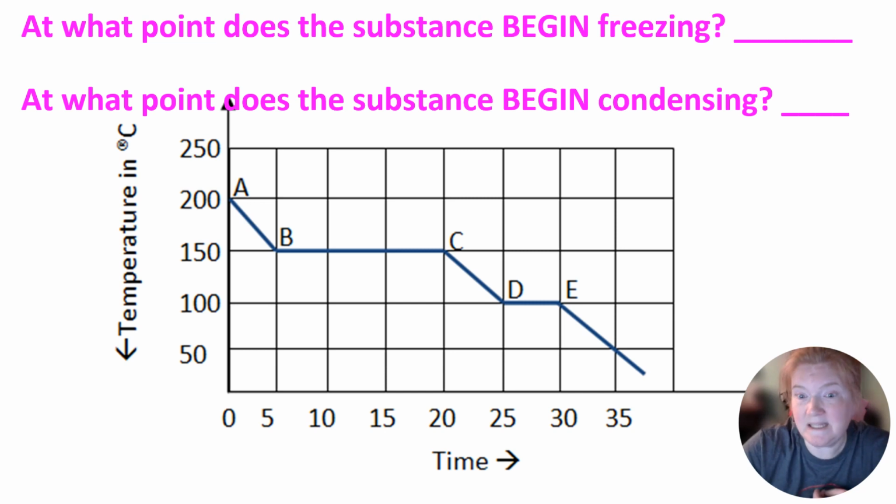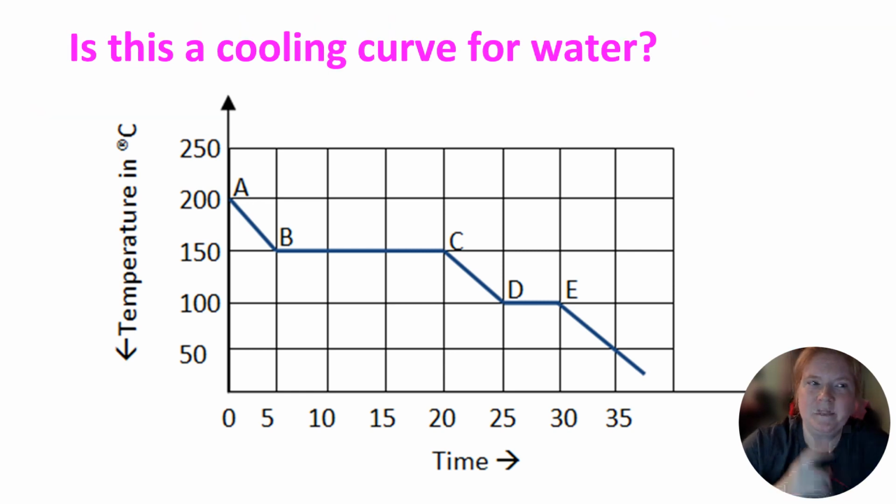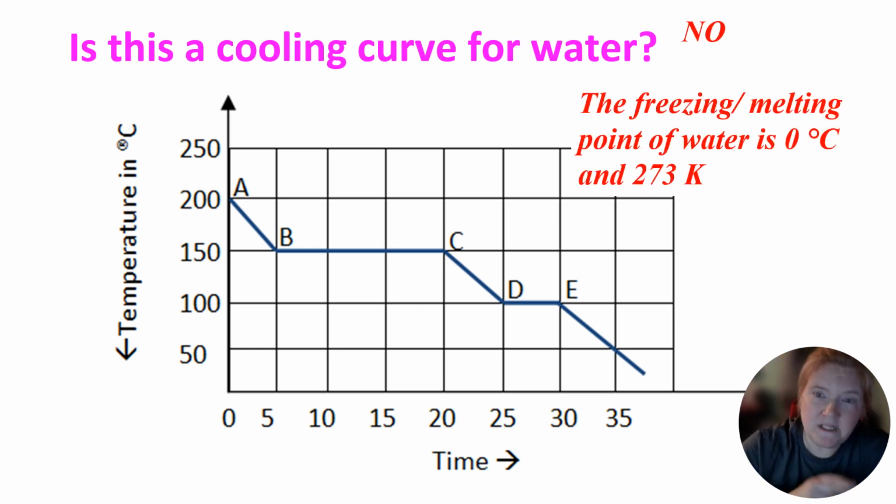At what point does the substance begin freezing? Yeah, D. When does it end freezing? Yeah, E. At what point does the substance begin condensing? Yeah, B. Where would it end condensing? C. Is this a cooling curve for water? Nope, no. Why not? The freezing or melting point of water is 0 degrees Celsius and 273 Kelvin. And here it's 100 degrees Celsius. That is way too high.